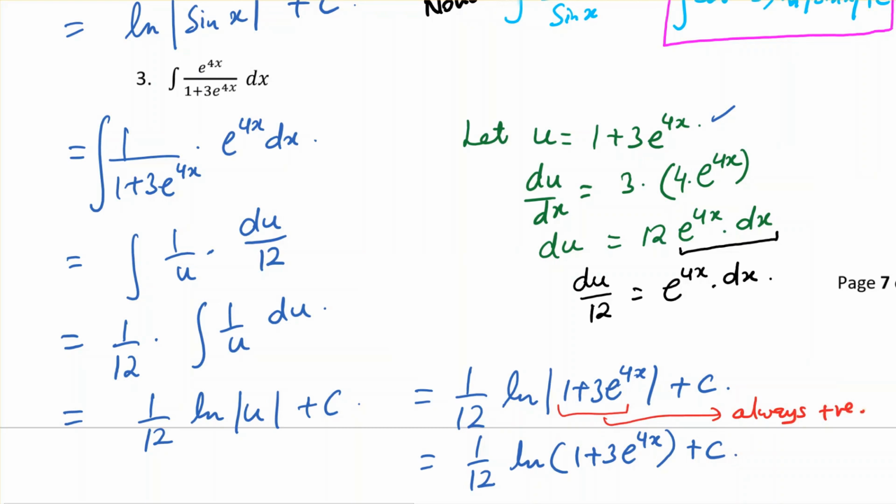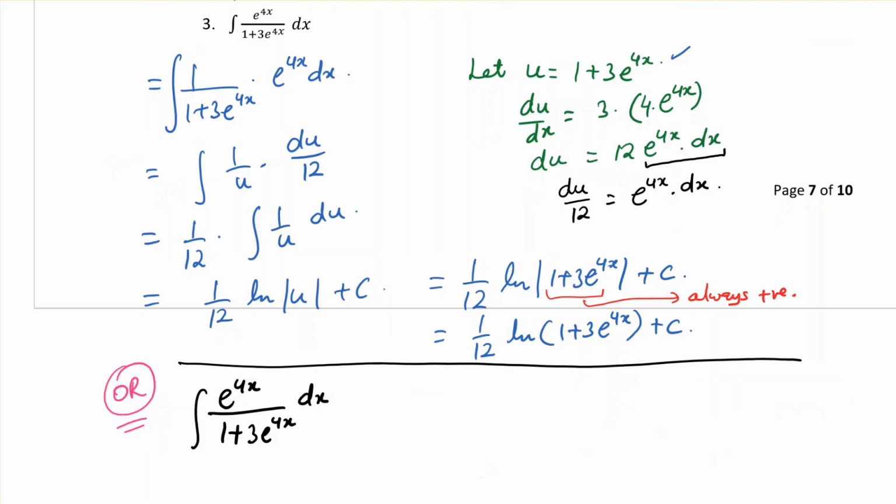In case you are wondering how I could have done the same problem using the shortcut method, without writing all these u's, without changing the variable, I'll quickly show you that. If I have to redo this problem using my shortcut method, I would think in my mind that I have something like 1 plus 3 e raised to power 4x in the denominator, and I have e raised to power 4x dx here.